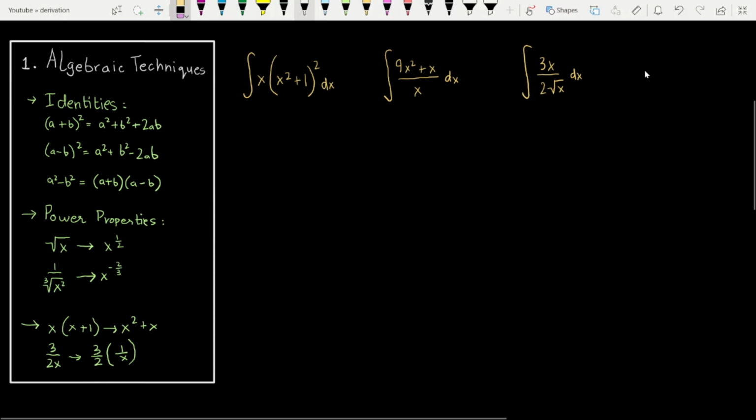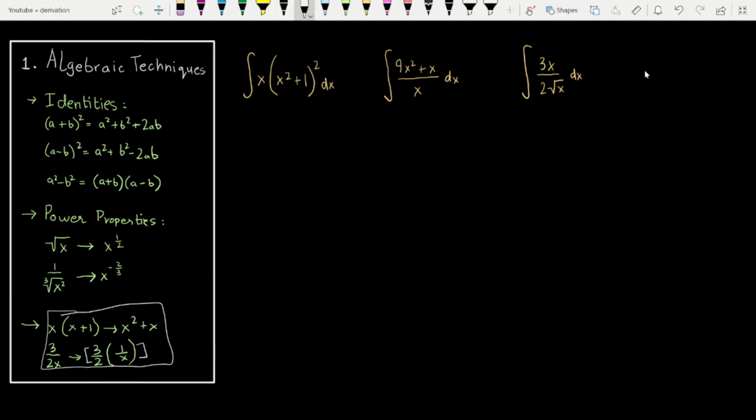And then you have some properties that go like this, where you can basically have something that's like 3 divided by 2x, and you can split it into 3 by 2 times 1 by x, right? So simple stuff like that, nothing too fancy.